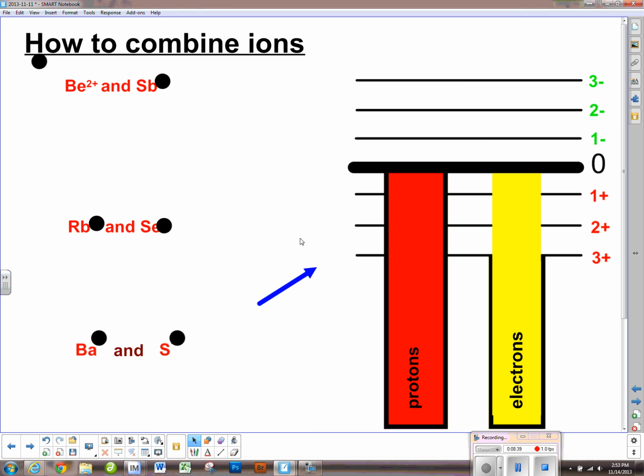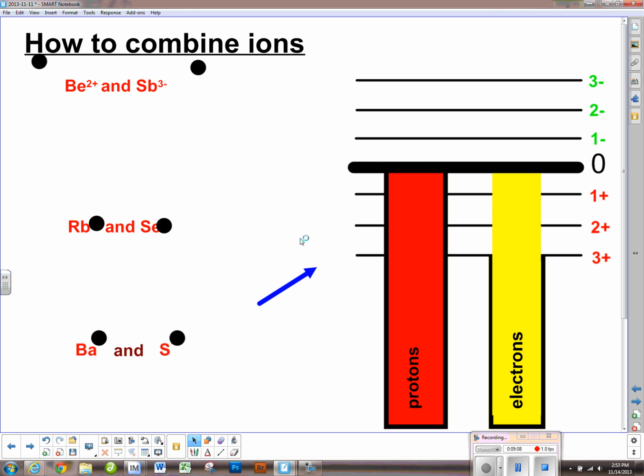That dude is number 51. We don't know. Yeah, you do. What would you guess? 5 plus or 3 minus? 3 minus, because it's an easier task to gain 3 than it is to lose 5. So, Sb is going to be what charge? 3 minus. There you go.